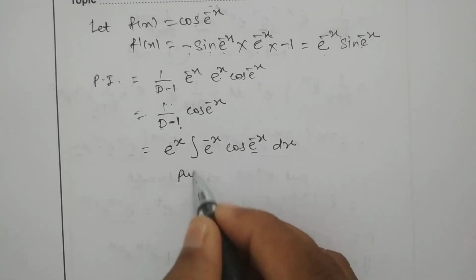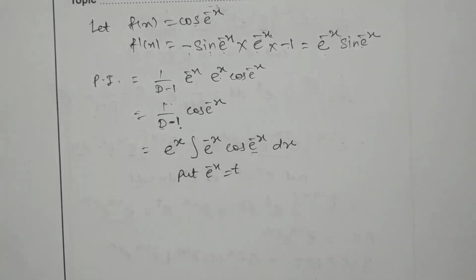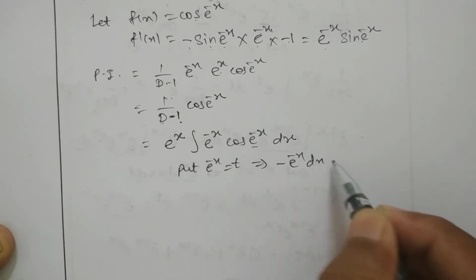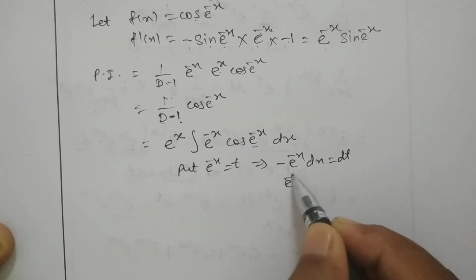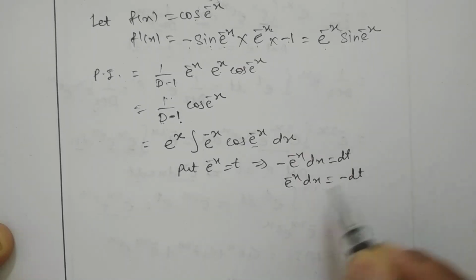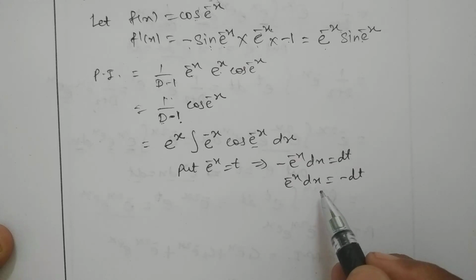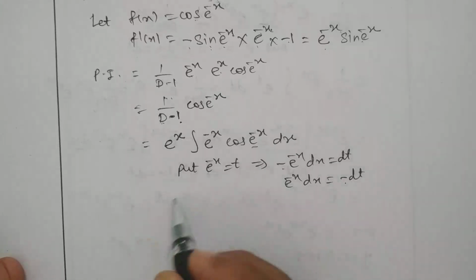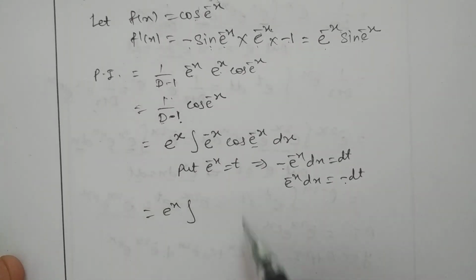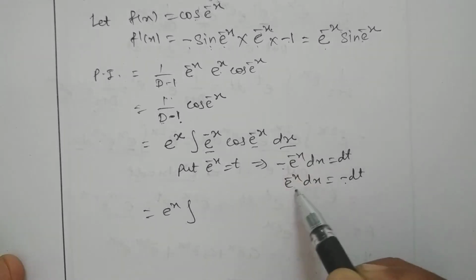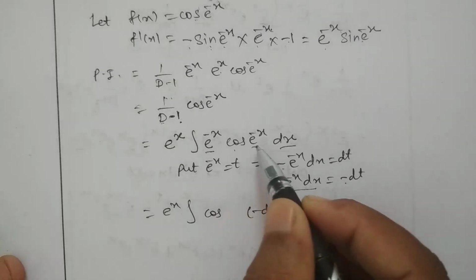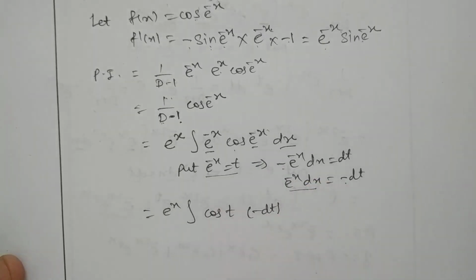Put e raised to minus x equal to t. So what will you get? The derivative of e raised to minus x is minus e raised to minus x dx equals dt. That means the value of e raised to minus x dx is minus dt. This minus sign goes to the RHS. So what will you get here? e raised to x integration of e raised to minus x dx, whose value is minus dt, with the cos function as it is, and e raised to minus x is t. So you will get cos of t, minus dt.